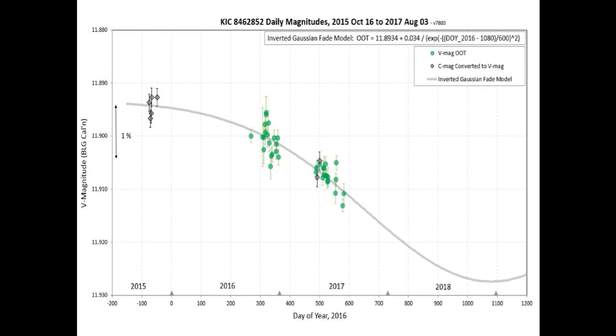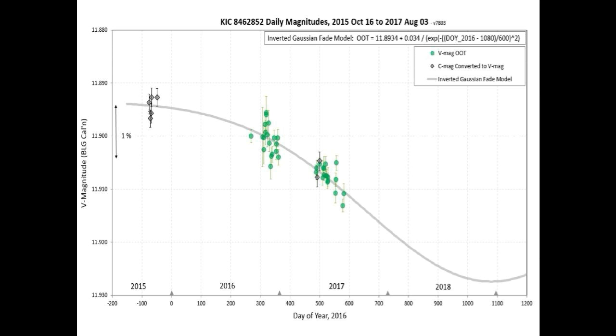So this is Bruce Gary's inverted Gaussian long-term fade model. And notice that he properly shows the accelerating curve that is very similar to what we have shown on this channel. The only big difference is that he shows an eventual slowing down of the long-term accelerating dimming curve, and then a reversal sometime in 2018 where the star starts to brighten up once again.